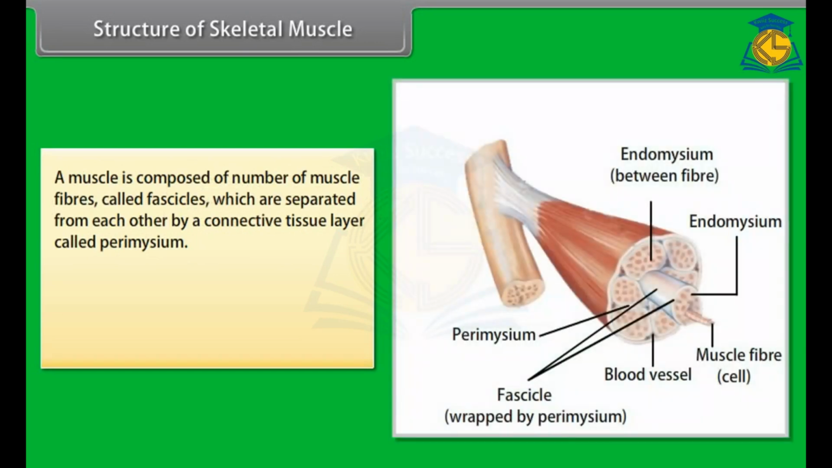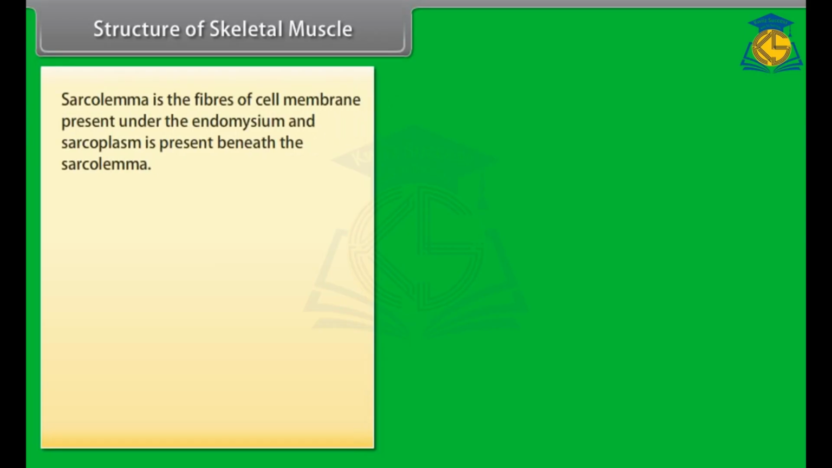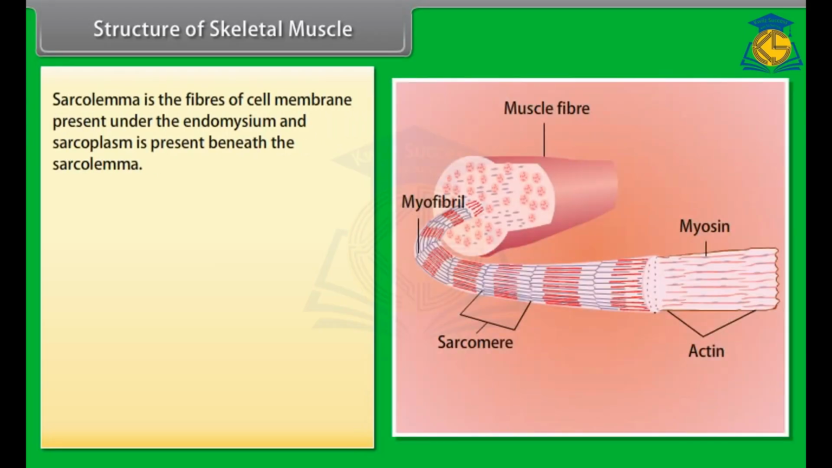Structure of skeletal muscles. A muscle is composed of a number of muscle fibers called fascicles, which are separated from each other by a connective tissue layer called perimysium. Endomysium is connective tissue that separates individual muscle fibers from each other. Sarcolemma is the cell membrane of the fiber present under the endomysium, and sarcoplasm is present beneath the sarcolemma.